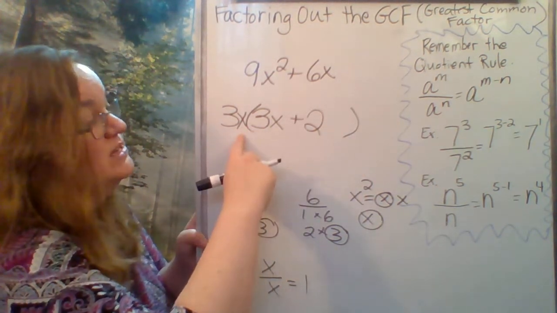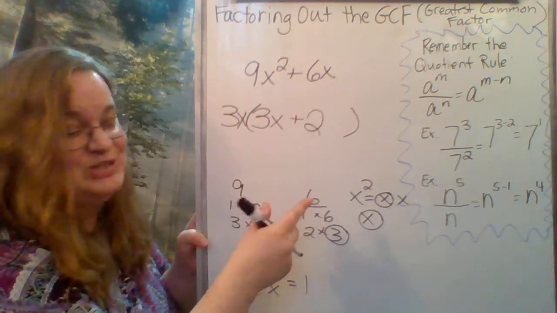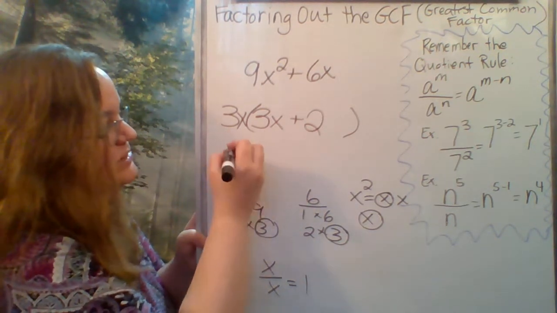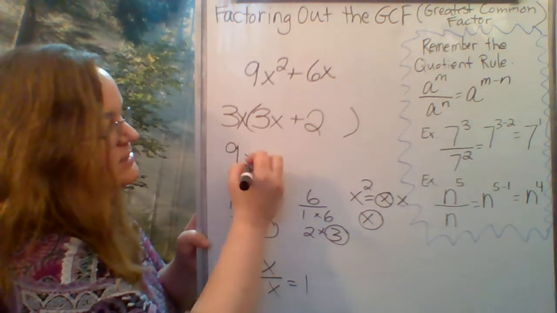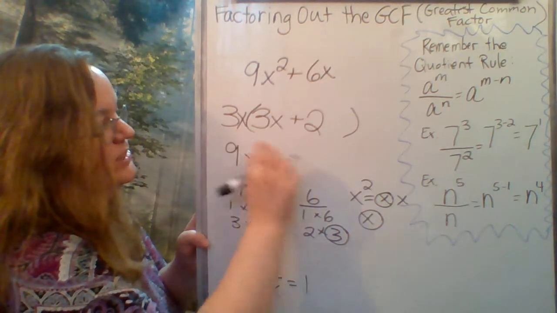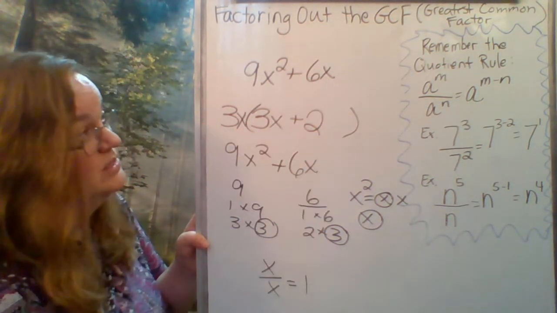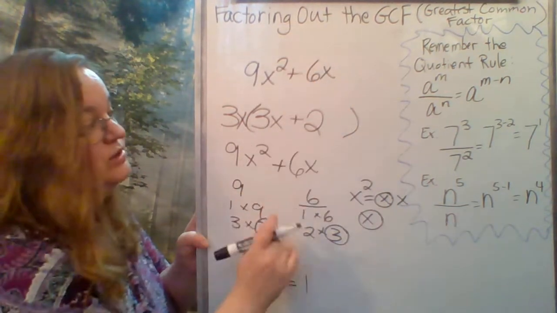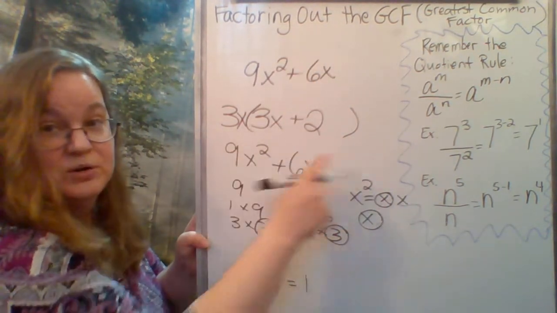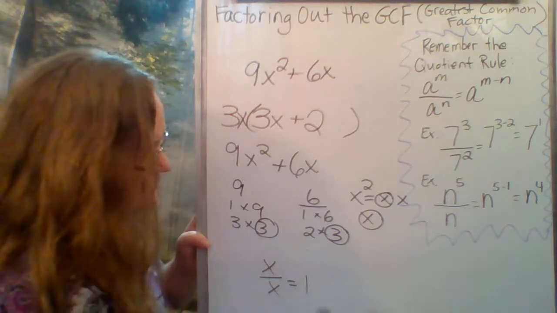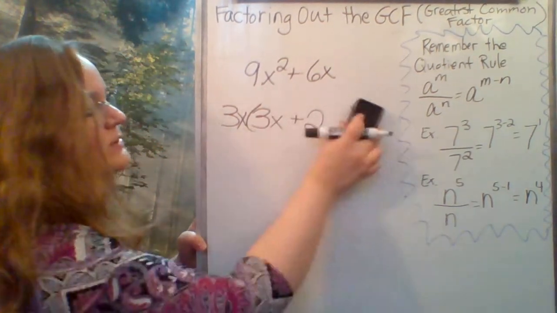Okay. If I were to check my answer by using the distributive property, 3 times 3 is 9. X times x is x squared. 3 times 2 is 6. And then I have my x because there's no x on the other one. I get back to what I started with, so I know I did this part correctly. Okay. Let's take a look at another example.